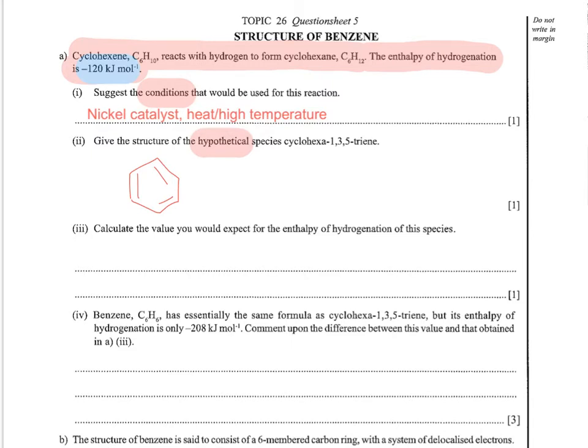Then it says calculate the value you would expect for the enthalpy of hydrogenation of this species. It doesn't say state, doesn't say suggest, it says calculate. Now calculate means that you need to use data. And the data that we've got is the minus 120 kilojoules per mole. So how many carbon-carbon double bonds have you got? You've got 3. So if each one of them is minus 120 kilojoules per mole, it's obviously going to be minus 360 kilojoules per mole for 3 of them.